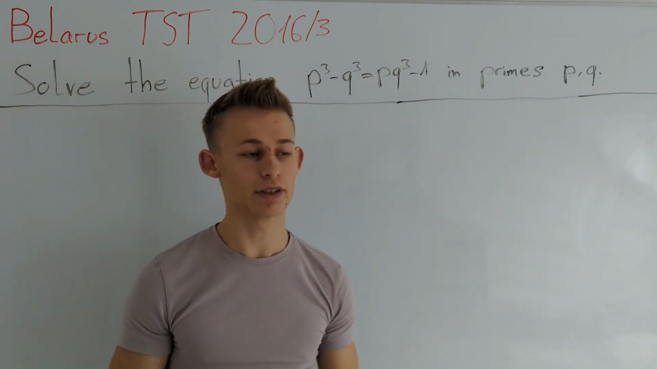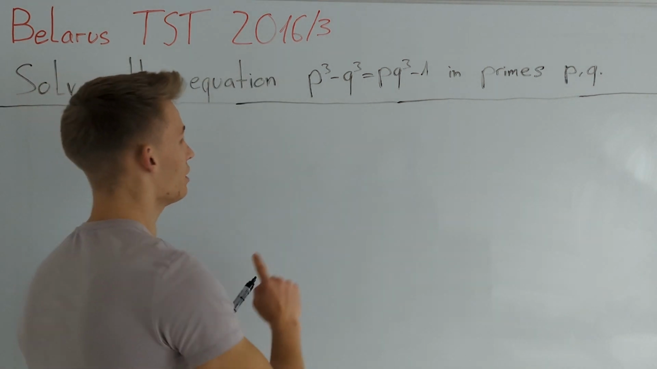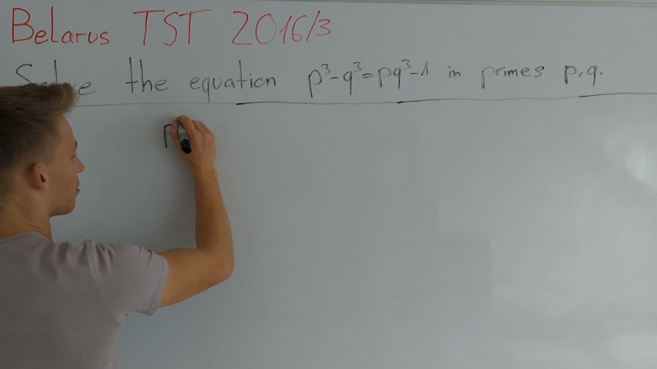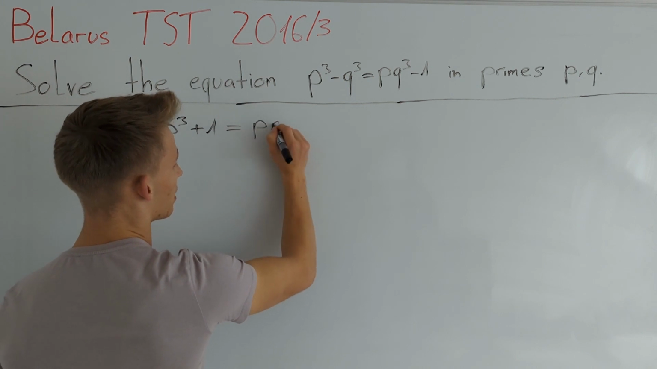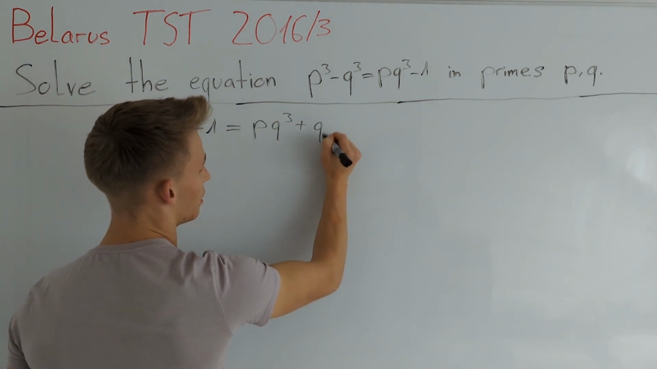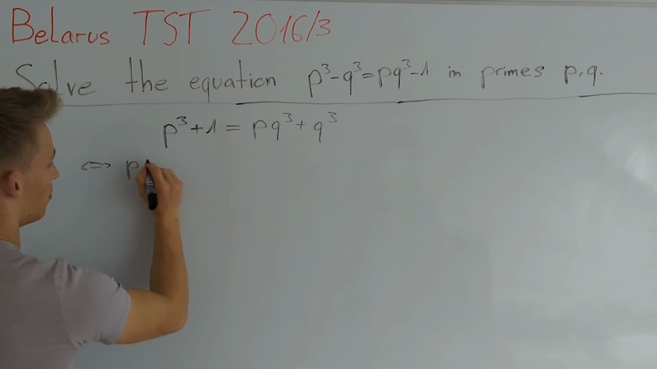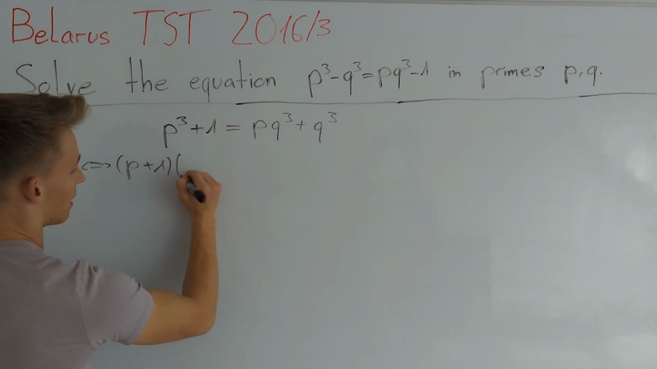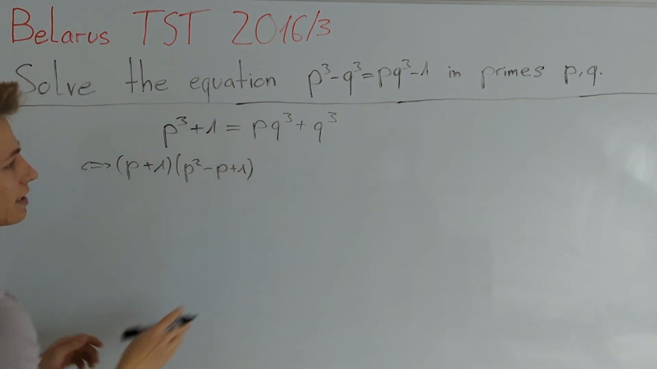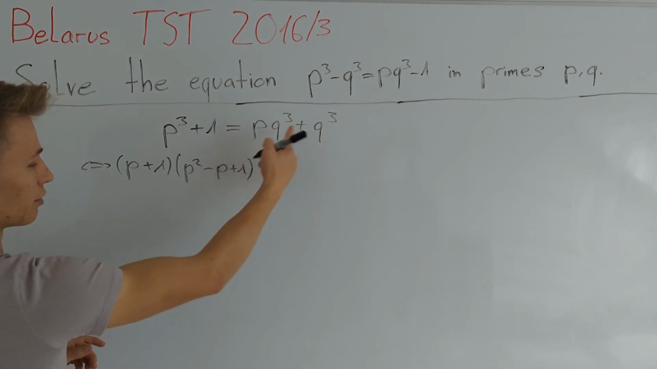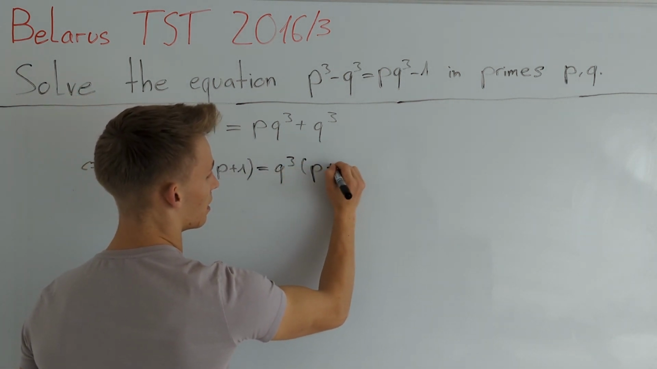The first thing we want to do is to rearrange this equation in such a way that we can factor both sides. So this equation here is equivalent to p to the power of 3 plus 1 is equal to p q to the power of 3 plus q to the power of 3. The left hand side can now be factored as p plus 1 times p squared minus p plus 1. And on the right hand side we can factor out a q to the power of 3. So the right hand side is equal to q to the power of 3 times p plus 1.